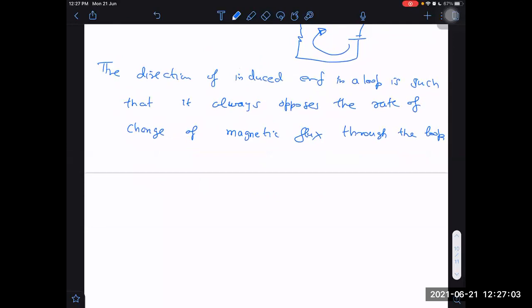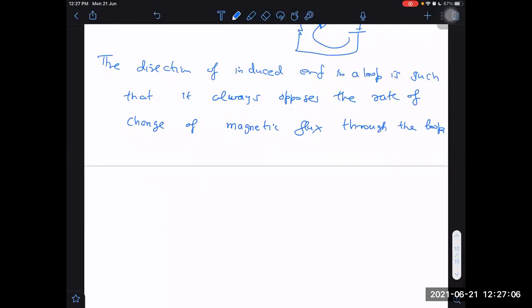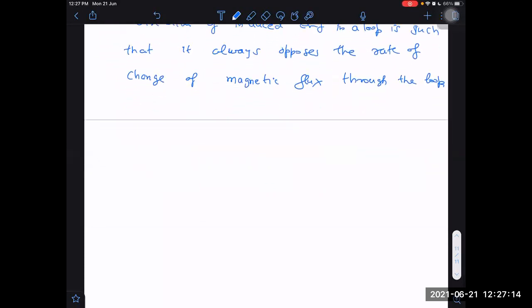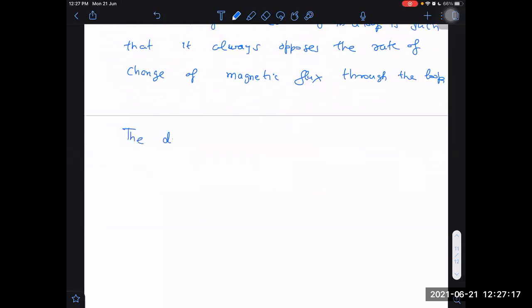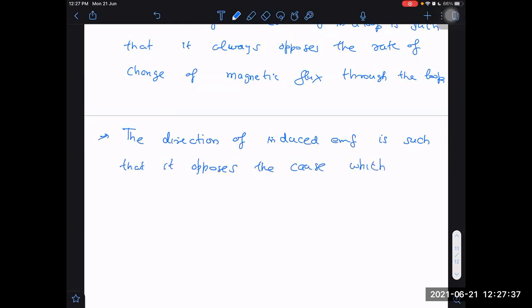Okay. Or I think in a better way I could have stated it. This is not better. A better way will be, the direction of induced EMF is such that, this is a better definition. The second definition is better. The direction of induced EMF is such that it opposes the cause which has produced it.